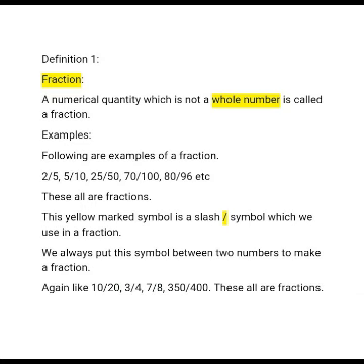Following are examples of a fraction: 2 by 5, 5 by 10, 25 by 50, 70 by 100, 80 by 96, etc. These all are fractions. If we have some numbers written in this style, that will be a fraction. As we have discussed here, 2 by 5, 5 by 10, 25 by 50, 75 by 100, 80 by 96. These all are fractions.